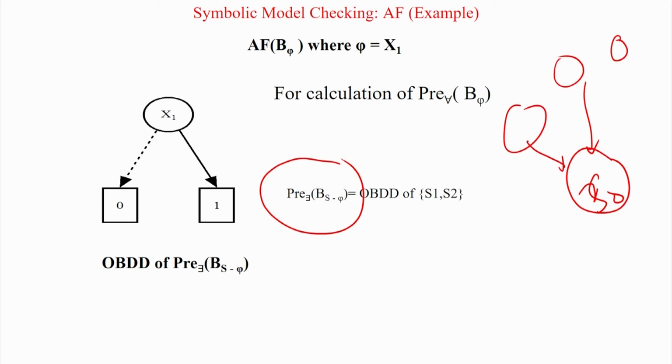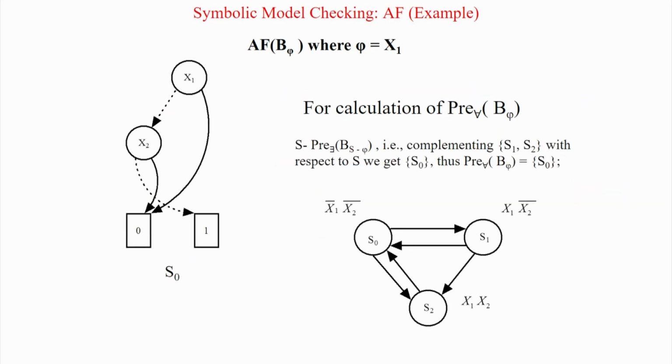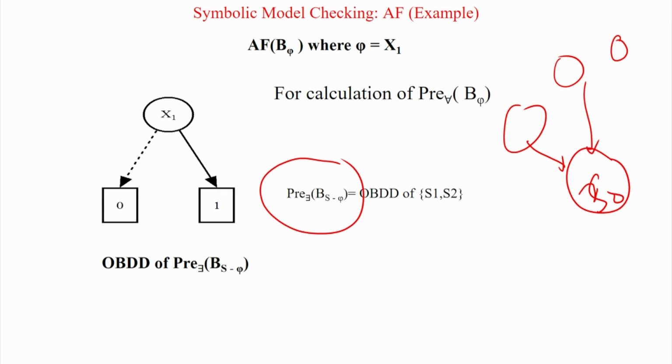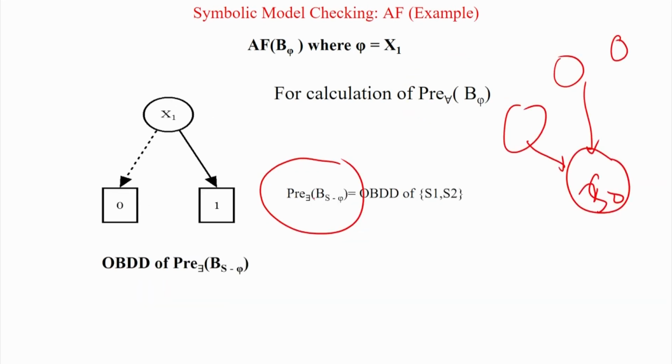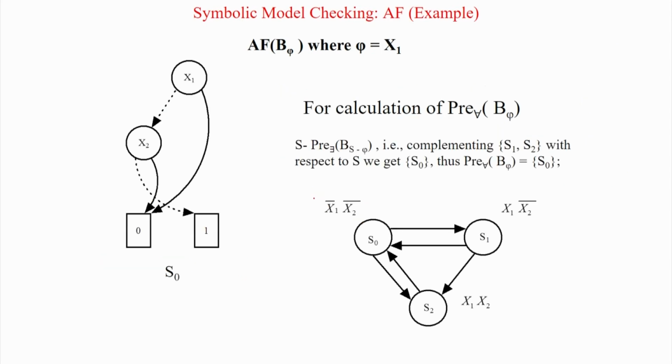If you look at the Kripke structure here, what we will see is that S0 is the state where x1 is equal to false. Now, all states which have at least one transition to S0 will not satisfy the property and have to be computed now. From S1 you can see there is at least one path to S0, and from S2 also there is at least one path to S0.